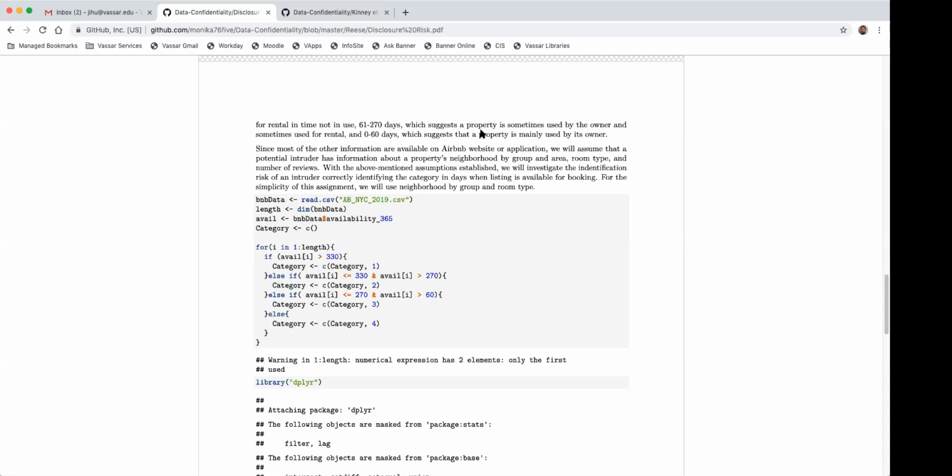In this case, my question for everybody is, when Riz did this, is this an ordered categorical or an unordered categorical in your mind? So he did that for 0 to 60 days, mainly used by its owner, right? And then 61 to 270 is used by the owner and sometimes for rental, and then the other two. So once we do this discretization, do you think it's an ordered categorical or unordered categorical, based on what we discussed just now?